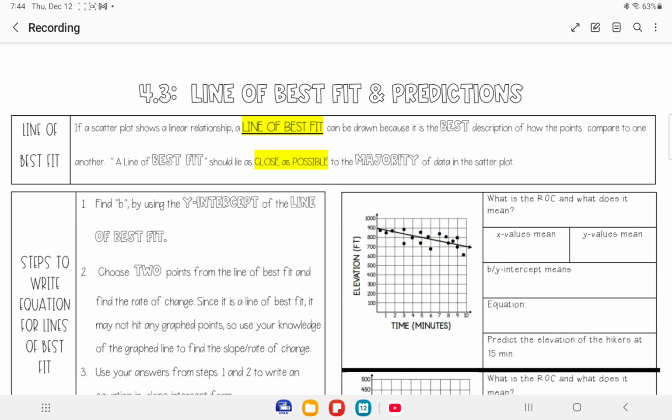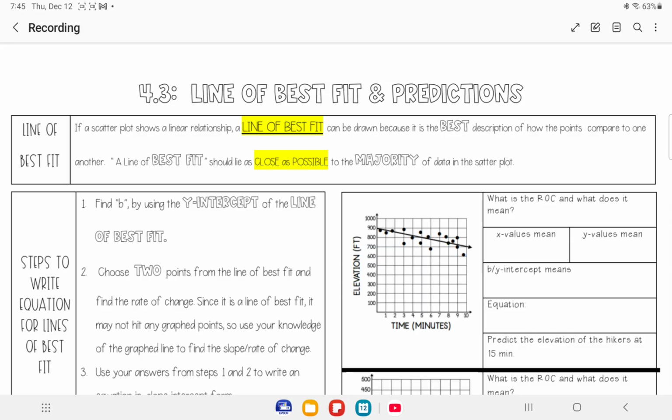So line of best fit is when a scatter plot has a linear relationship, so we can see that it's either going up or going down in a linear fashion, and then we can draw a line that is the best description of how the points compare to one another. This line of best fit is not perfect, and that's why it's called a best fit. It should lie as close as possible to the majority of the data in the scatter plot. A lot of times when you look at a line of best fit, it almost will cut your data in half. So half will be above, half will be below.